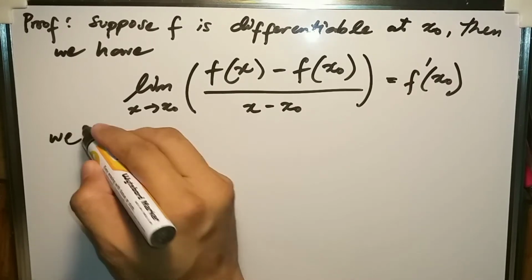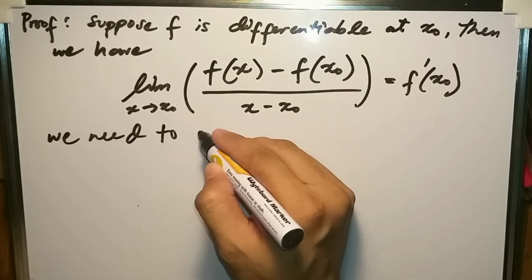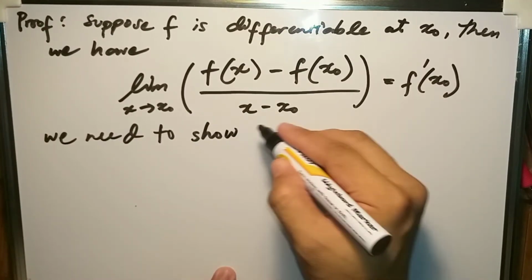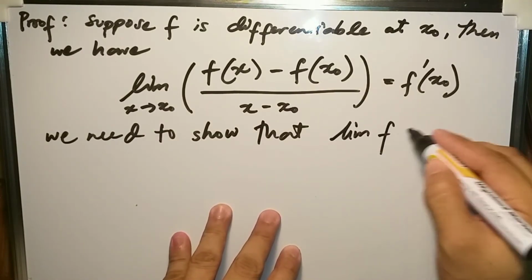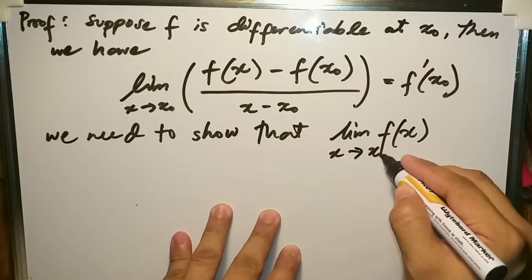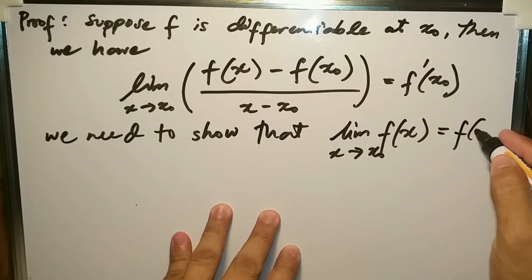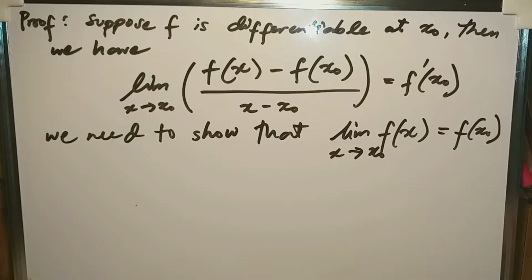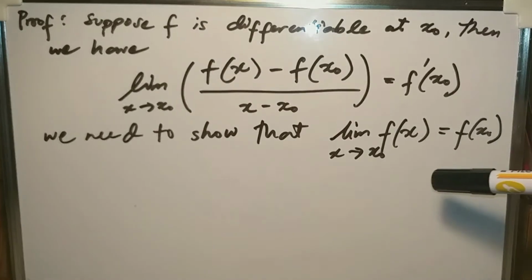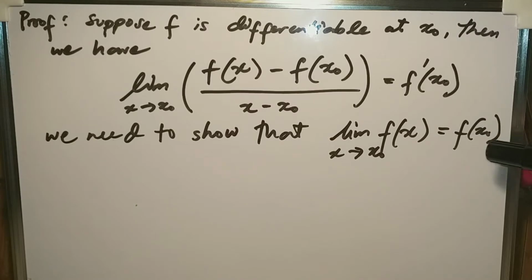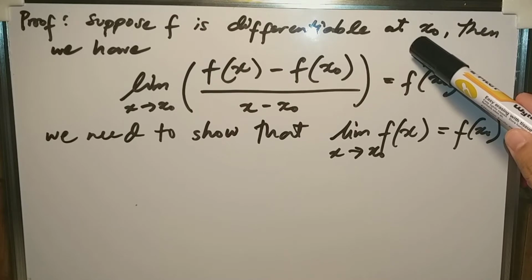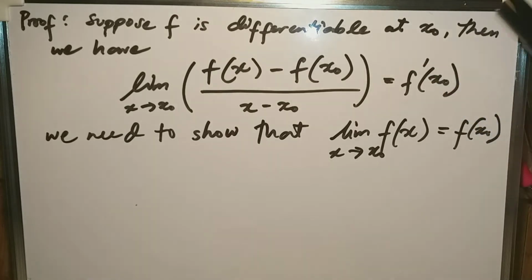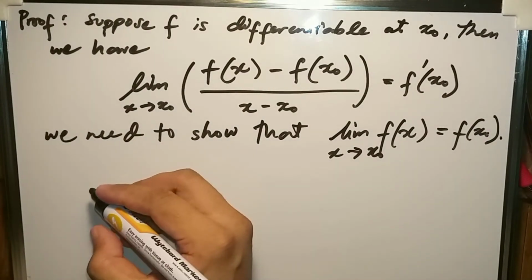We need to show that the limit of f of x as x approaches x naught must be equal to f of x naught, since this is the definition of continuity of a function at x naught. So recall that we need to prove that if a function is differentiable at x naught, the function is also continuous at the point x naught. So let us continue the proof.